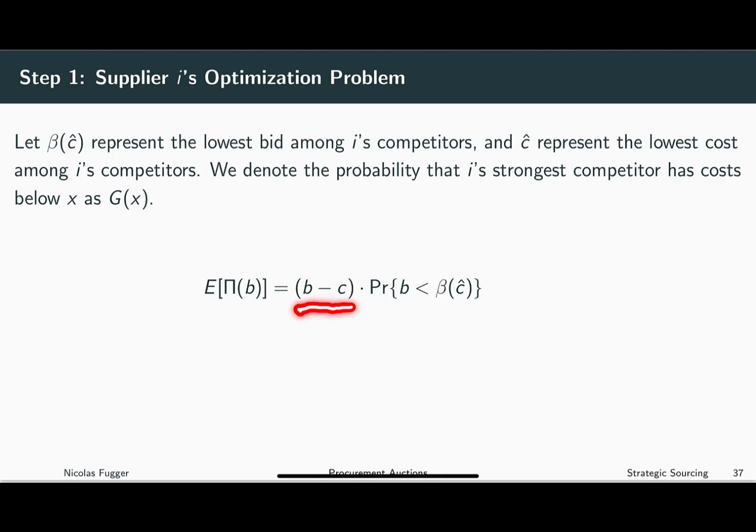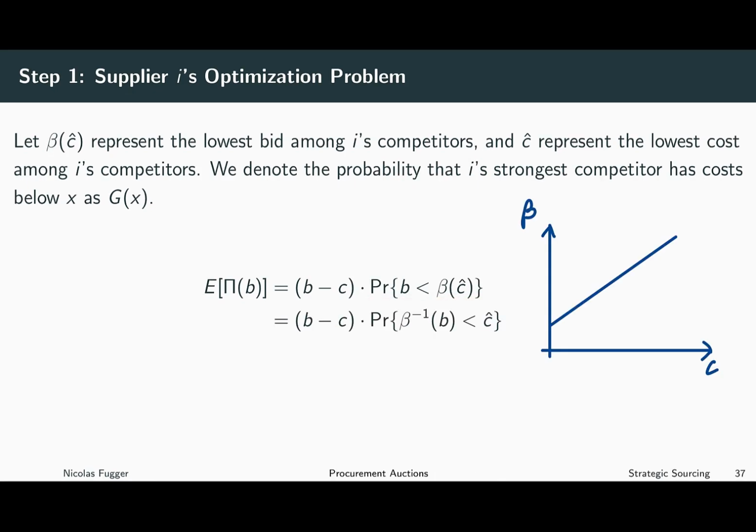The expected profit of supplier I when placing a bid B is given by the profit in case of winning, which is nothing different but the bid minus the cost of supplier I times the probability of winning with bid B. And the probability of winning with bid B is just the probability that B is smaller than all competitors' bids. Let us assume that I's competitors are following some monotone bidding strategy beta of C.